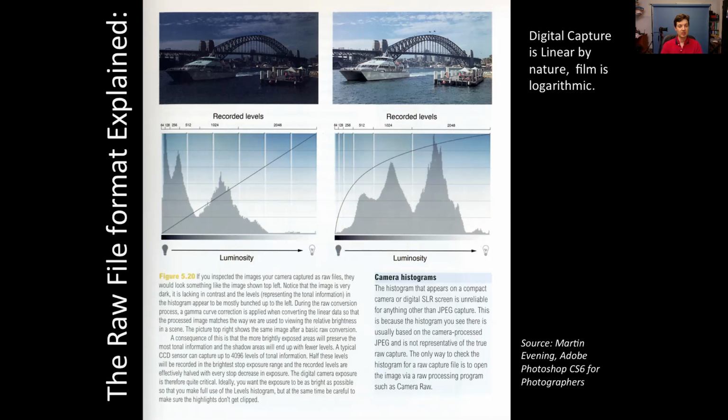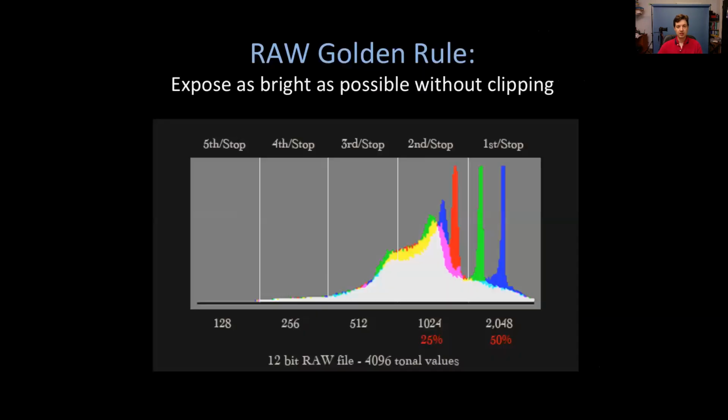The digital camera exposure is therefore quite critical. Ideally, you want the exposure to be as bright as possible so that you make full use of the levels histogram, but at the same time, be careful to make sure the highlights don't get clipped. Okay, and so let's look at what he means by that a little bit. That's an excerpt from Martin Evening. So here we've got the raw golden rule: expose as bright as possible without clipping.